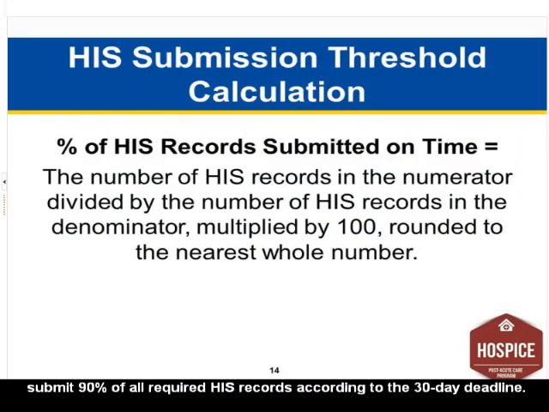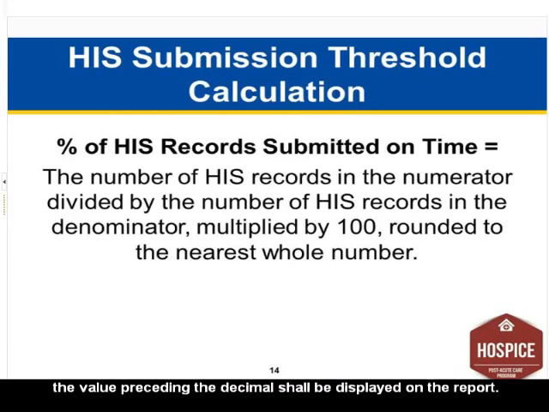It's important to define how the HIS submission threshold is calculated. The percent of HIS records submitted on time is equal to the number of HIS records in the numerator divided by the number of HIS records in the denominator, multiplied by 100, rounded to the nearest whole number. If the value in the tenths position after the decimal is equal to or greater than 5, round to the next highest whole number. If the value in the tenths position after the decimal is less than 5, the value preceding the decimal shall be displayed on the report.